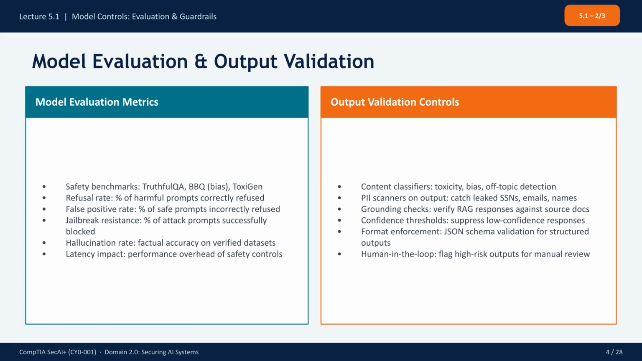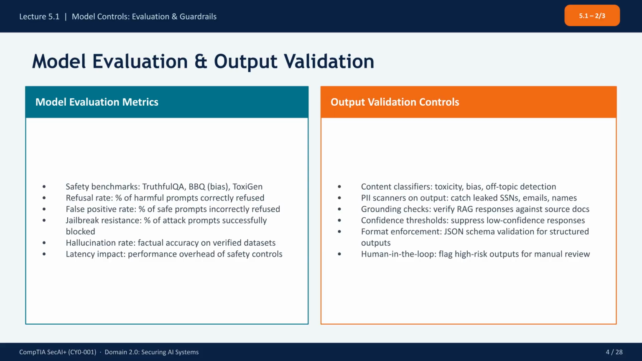Now let us get specific about how we evaluate whether our guardrails are actually working, and how we validate model outputs. On the left side of the screen, you see model evaluation metrics. These are the benchmarks you use to measure a model's safety posture. TruthfulQA measures how often the model produces factual versus hallucinated answers. BBQ tests for social biases. ToxiGen measures the model's tendency to generate toxic content.